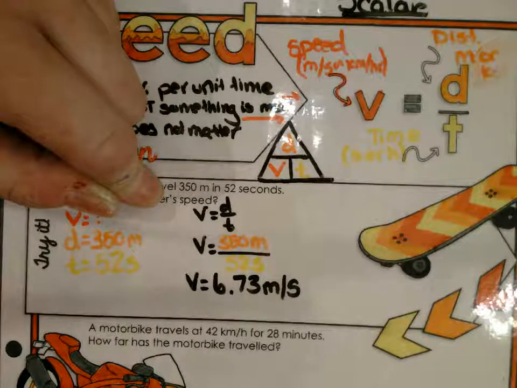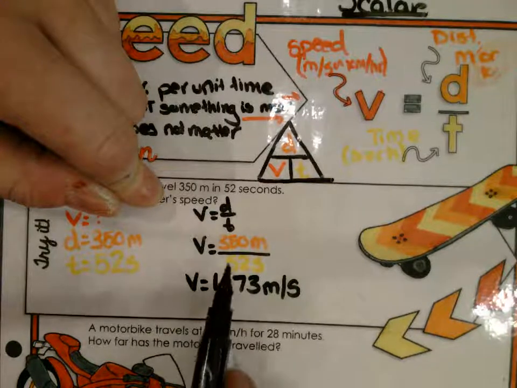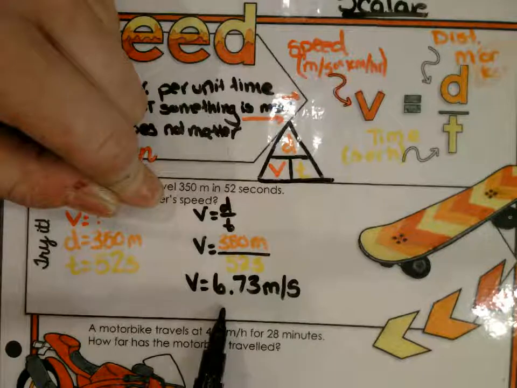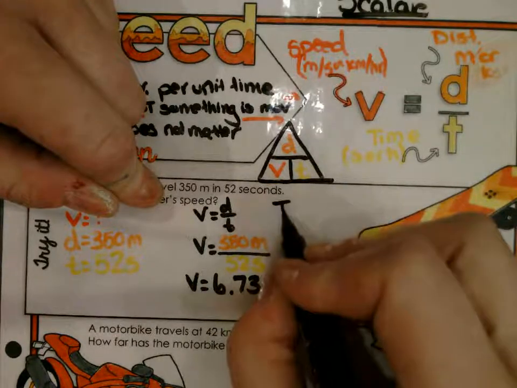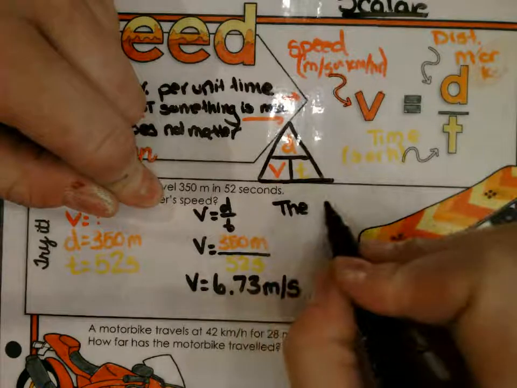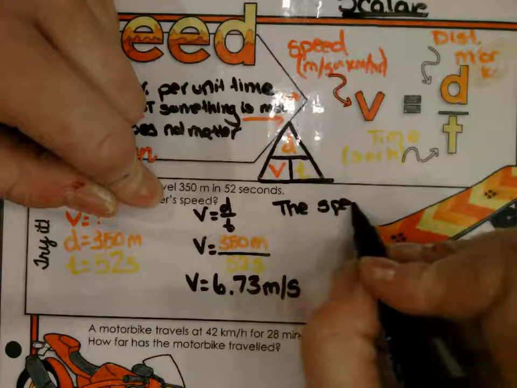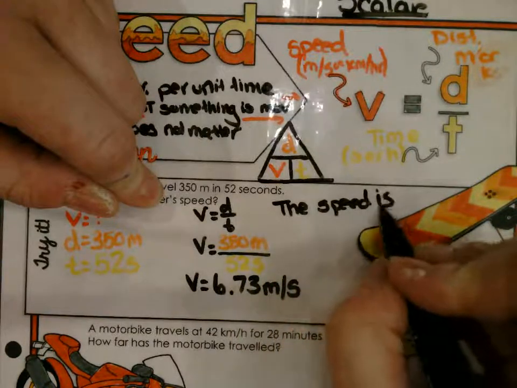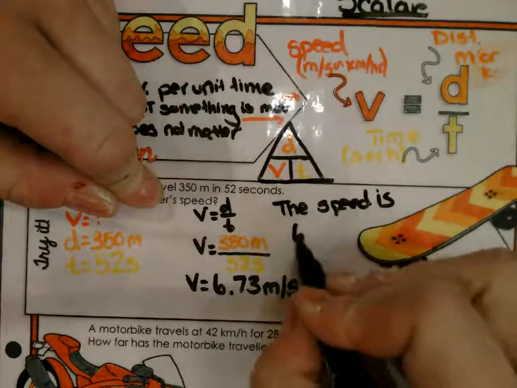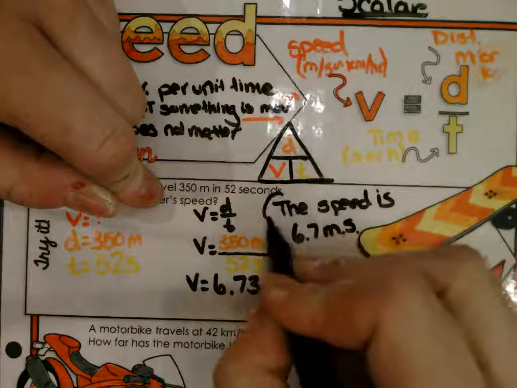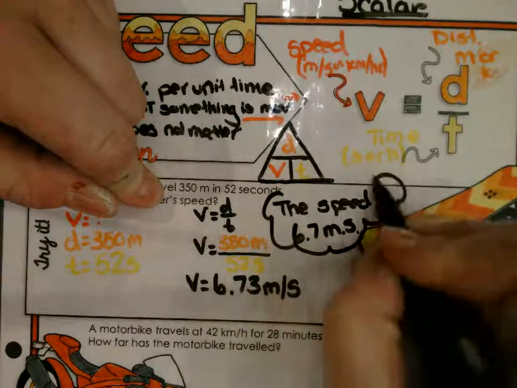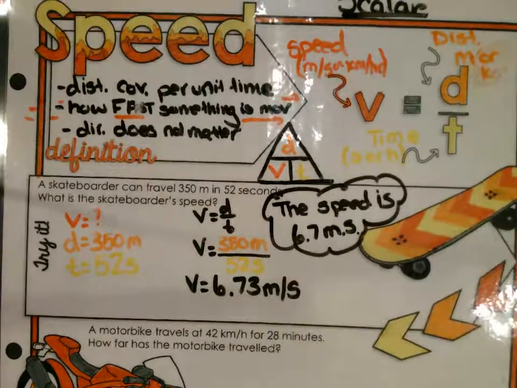When I take significant digits into account, I have 2 here and I have 3 here. So I'm going to report my answer with 2 sig figs. So the skateboarder's speed is 6.7 meters per second. And that is going to be my final answer for that one.